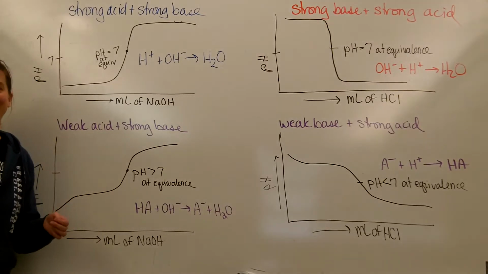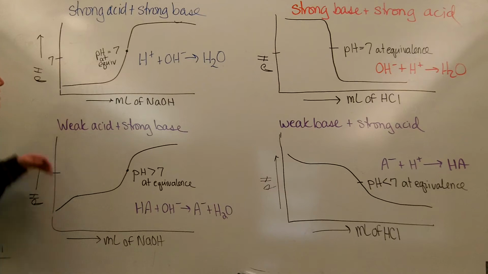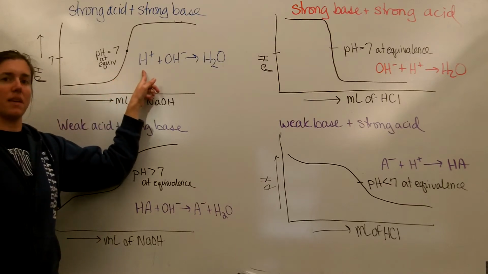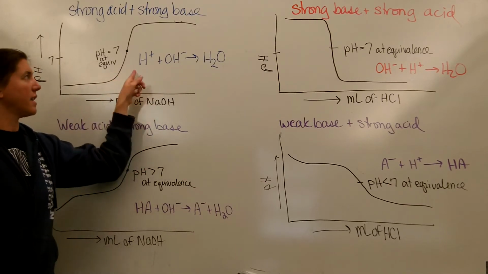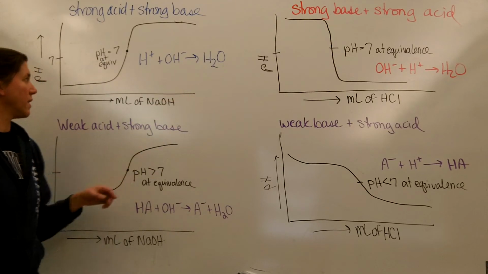This is Mrs. Nearing, and I'm going to be talking about four main types of titrations that you might run into. Type 1, strong acid plus strong base. So this is your net ionic equation that's happening, no matter what the acid and base are. It's H plus and OH minus makes H2O, so you're making water.